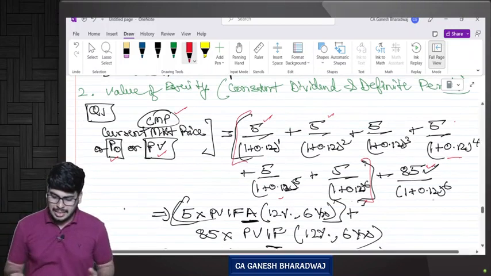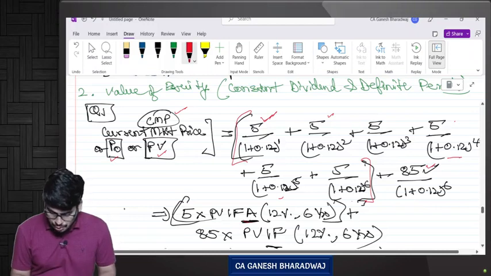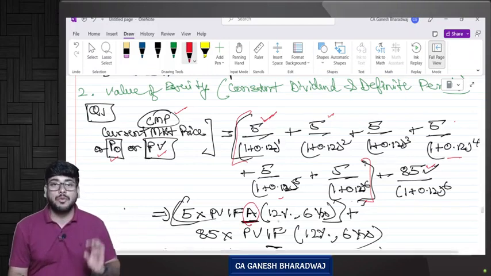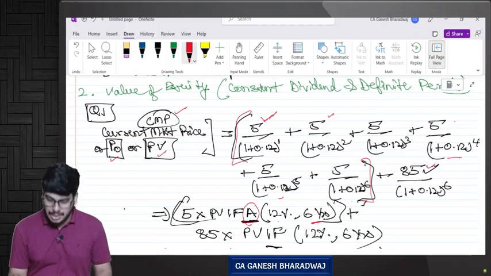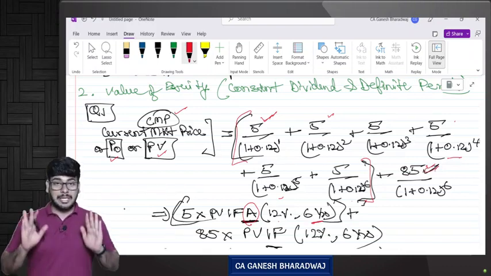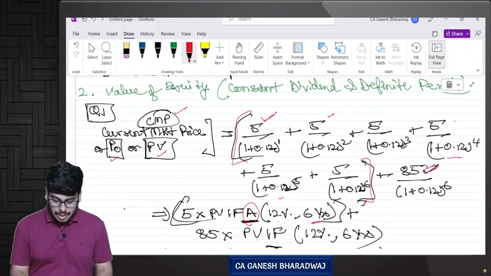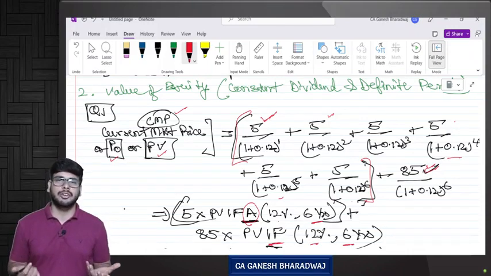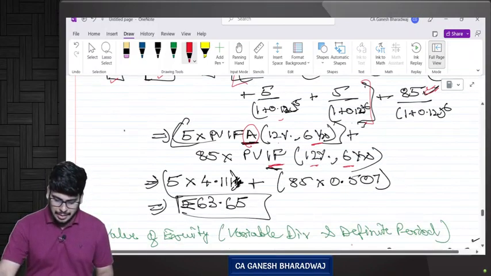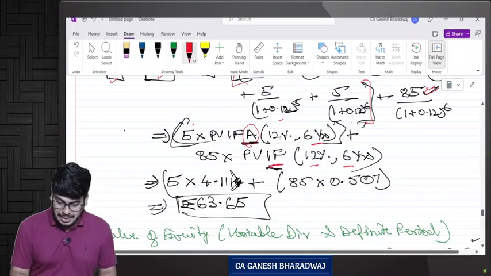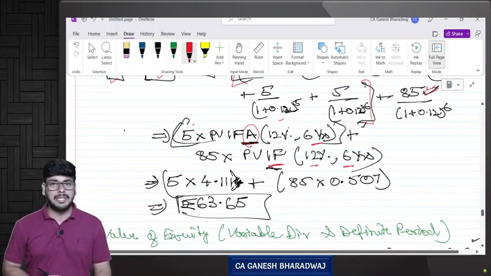So this is nothing but 5 into present value interest factor of annuity of 12% for 6 years, correct? Plus 85 into present value interest factor. There is no annuity here. Present value interest factor of 12% for 6 years, correct or not? So we can go to the annuity table and find out what is the present value interest factor of annuity for 12%, 6 years.